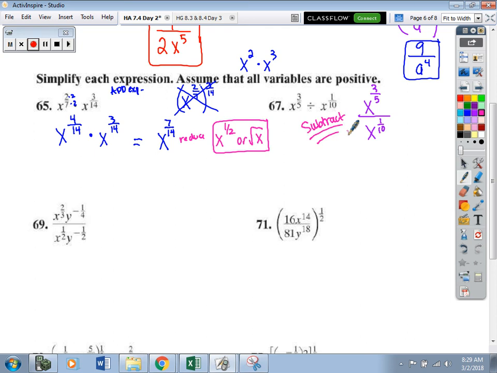In order to subtract, again, we need a common denominator. So I'm going to make this 6/10 instead of 3/5. So 6/10 minus 1/10 would be 5/10. Reduce that, we also get 1/2, or the square root of x.